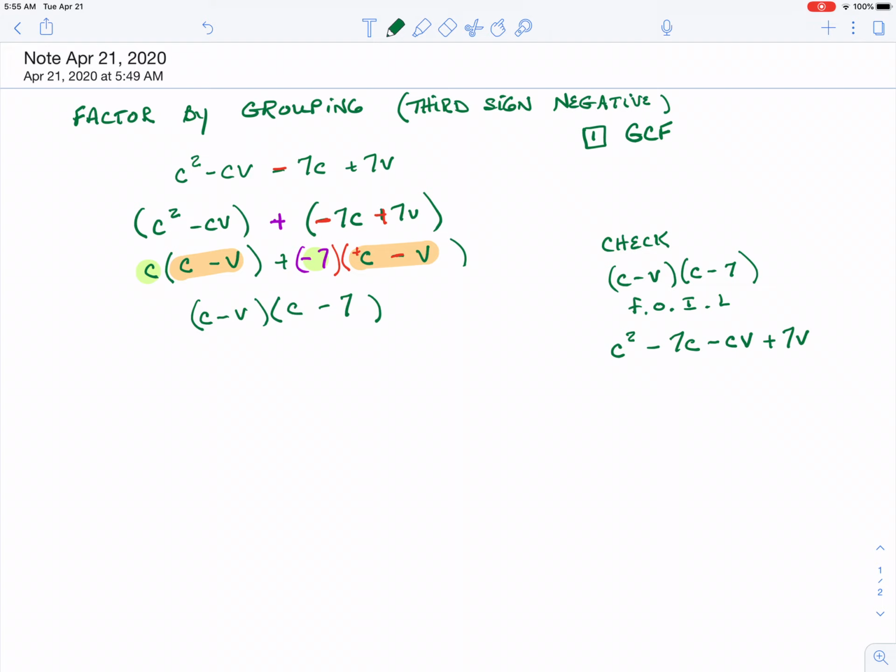So you can look back at that, compare it back here to where we started, and it looks like it's arranged a little differently, but it is in fact the same expression. So I hope that helps with factoring by grouping when the third sign is negative.